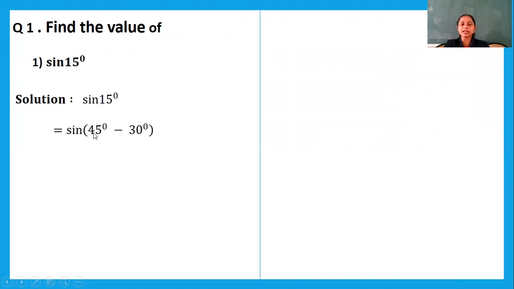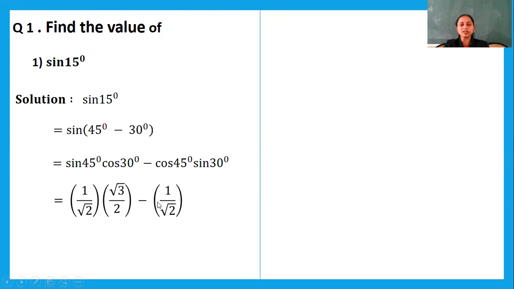Now this is in the form of sin A minus B. So use the formula of sin A minus B. Sin A minus B च्या फॉर्म्युला मध्ये मिडल ला मायनस साइन, कॉस आणि साइन च्या कॉम्बिनेशन आणि अँगल इंटरचेंज करायचे. So sin 45 degree cos 30 degree minus cos 45 degree sin 30 degree. Now put up the value of sin 45 degree and cos 30 degree, and cos 45 degree and sin 30 degree. I have here 1 by root 2 into root 3 by 2 minus 1 by root 2 into 1 by 2. After simplifying, I have here root 3 minus 1 divided by 2 root 2. So the value of sin 15 degree is the root 3 minus 1 divided by 2 root 2.